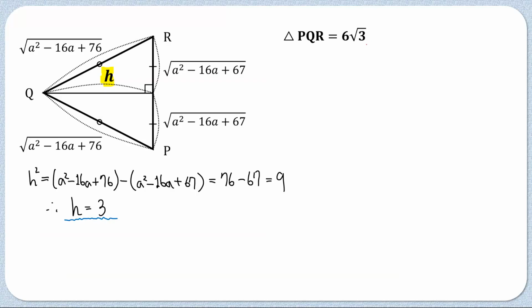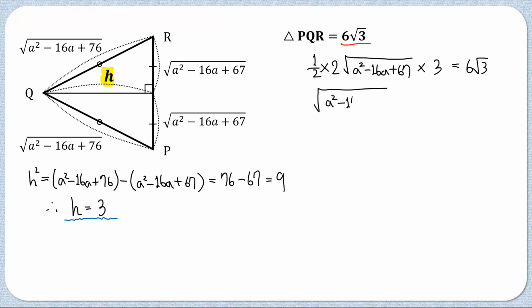Therefore, using that the area of triangle PQR is 6 square root of 3, we have 1/2 times the base length PR, so 2 times the square root of A squared minus 16A plus 67, times the height 3, equals 6 square root of 3, which gives the square root of A squared minus 16A plus 67 equals 2 square root of 3.